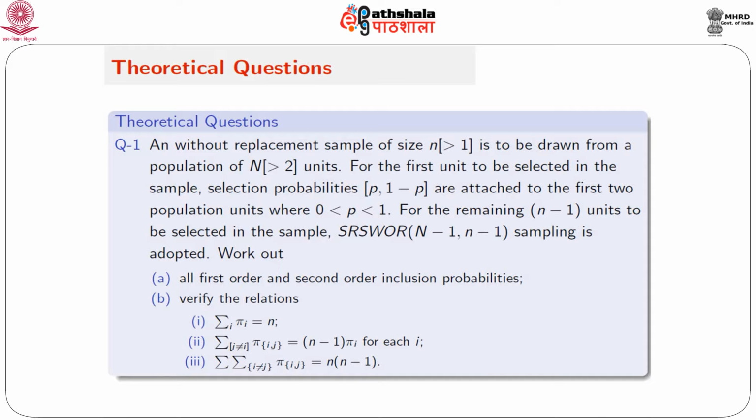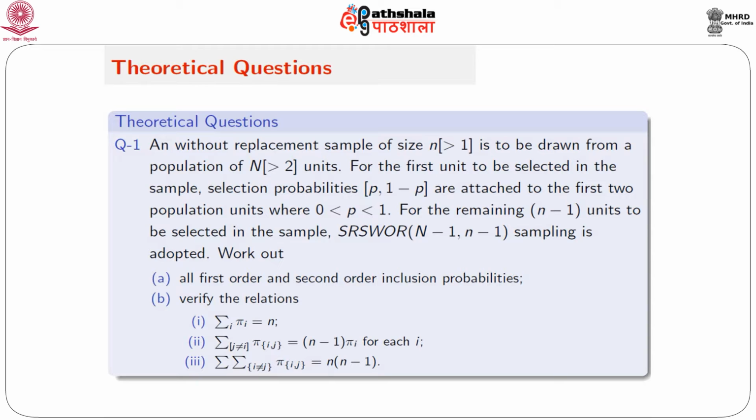A without replacement sample of size small n more than 1 is to be drawn from a population of capital N more than 2 units. For the first unit to be selected in the sample, selection probabilities p and 1 minus p are attached to the first 2 population units, with p in (0, 1). For the remaining n minus 1 units to be selected in the sample, simple random sampling without replacement, capital N minus 1 choose small n minus 1, is adopted. Work out all first order and second order inclusion probabilities. Verify the relations: summation of pi i equals n; summation over j unequal to i of pi ij equals n minus 1 times pi i for each i; and double summation over i and j, i not equal to j, of pi ij equals n times n minus 1.